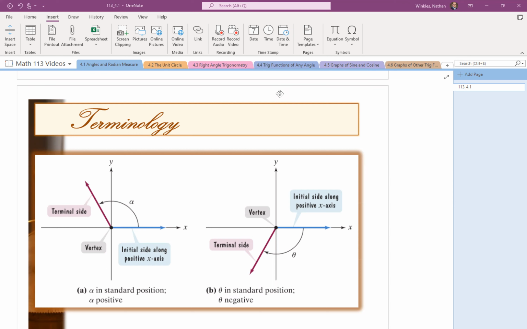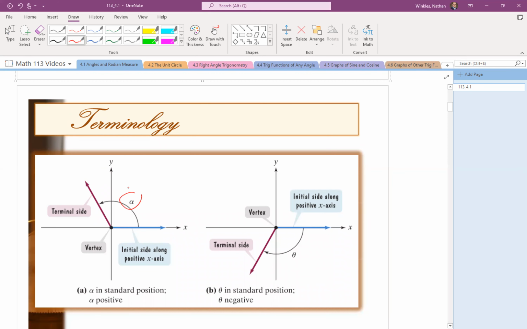So in these cases right here, for this first one on the left side, we're going to talk about where our angle alpha is going to be in standard position. And when we mean standard position, what that means is that our vertex is at the origin (0, 0), and that its starting side or initial side is along the positive x-axis. So that's what we need when it's in standard position.